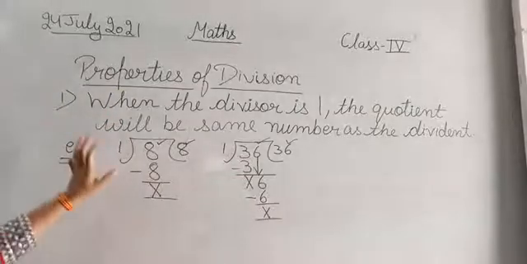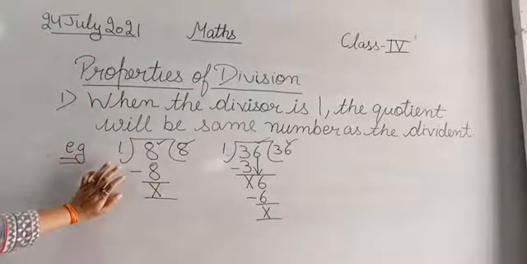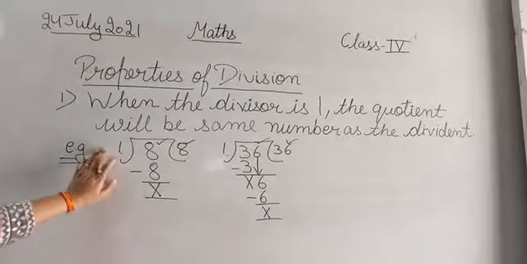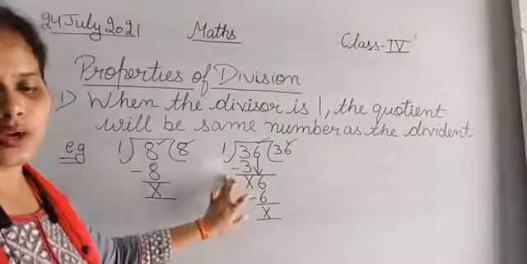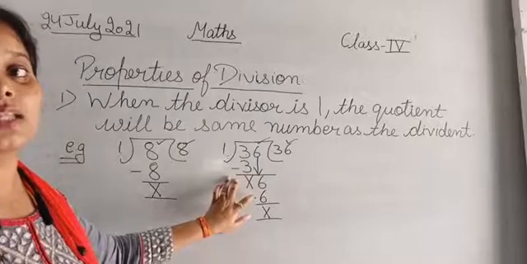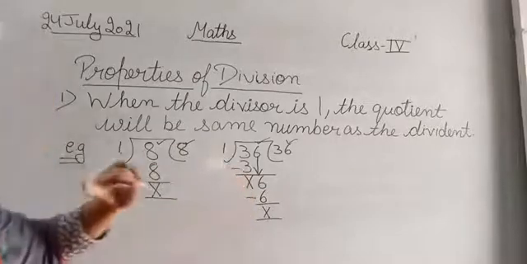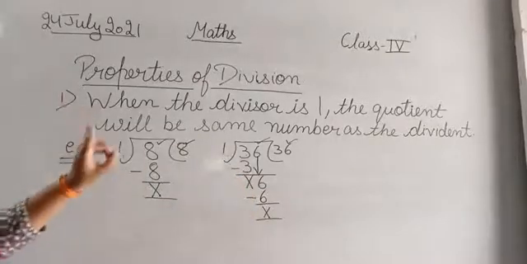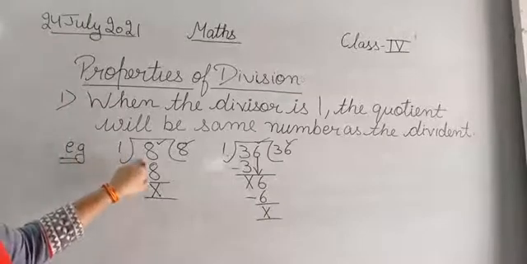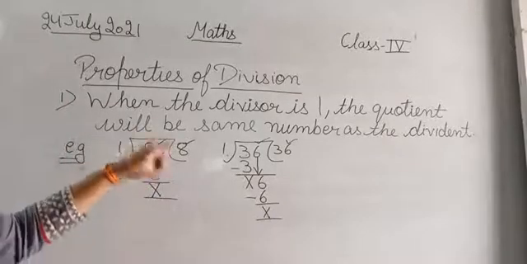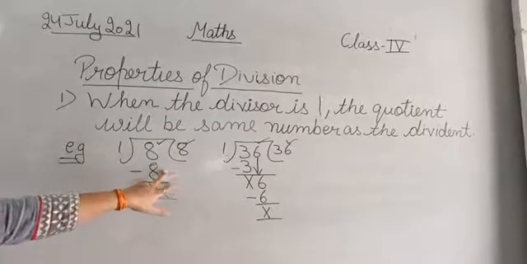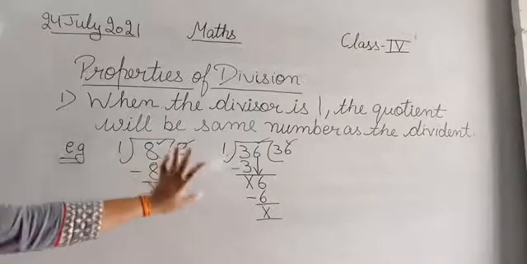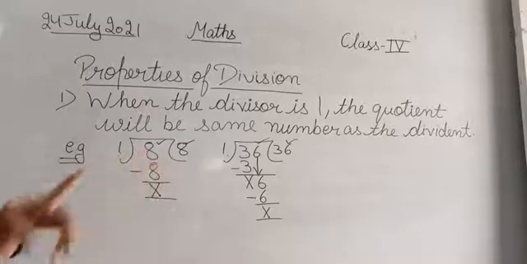But the common thing about these two questions is that we are dividing both numbers with 1. So when we divide any number with 1, the answer will be the same. The answer means the quotient. So the quotient will be the same as the dividend. So look, our quotient and dividend are the same. So this is the first property of division.